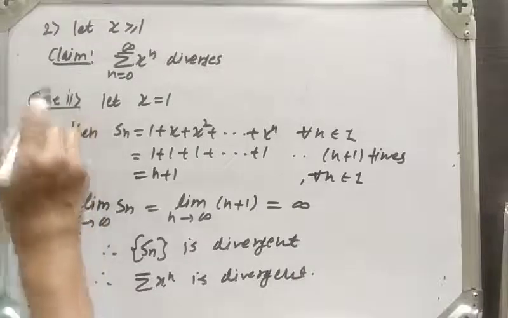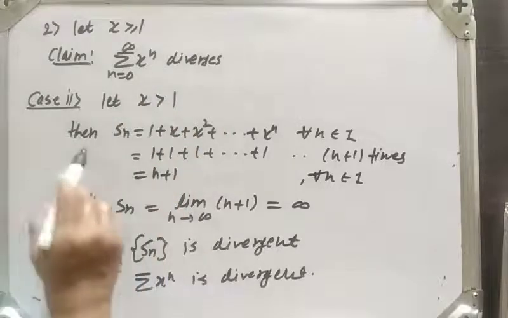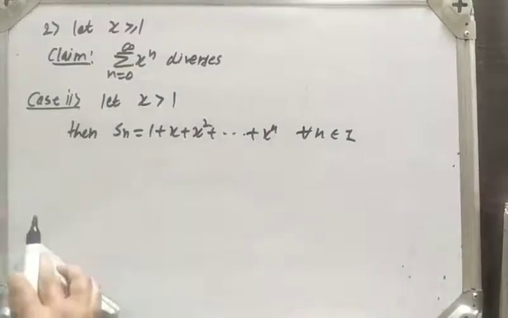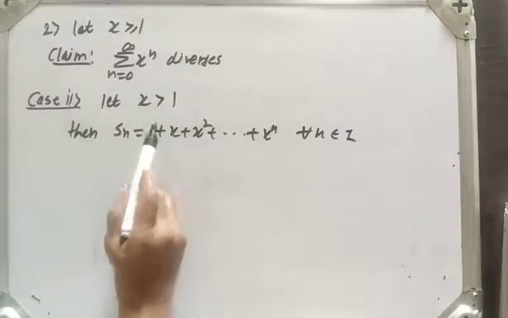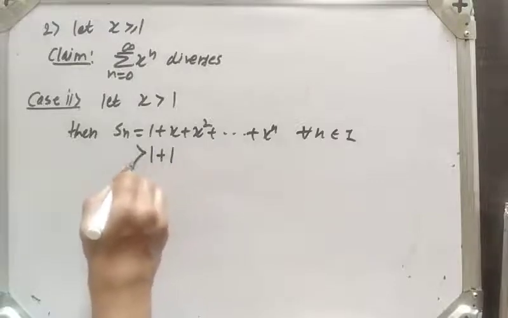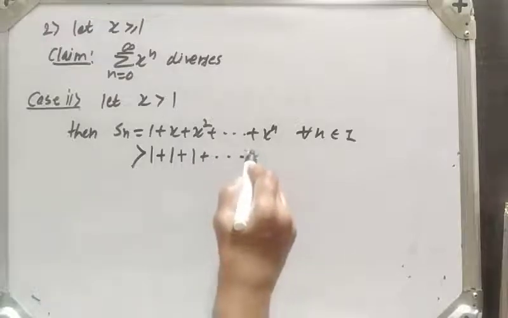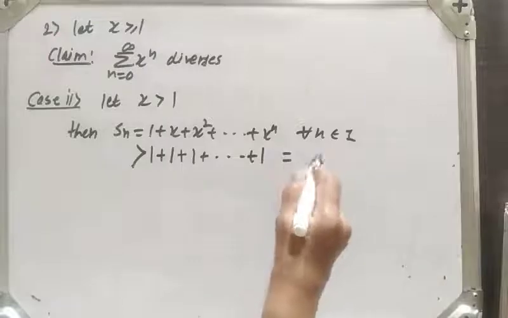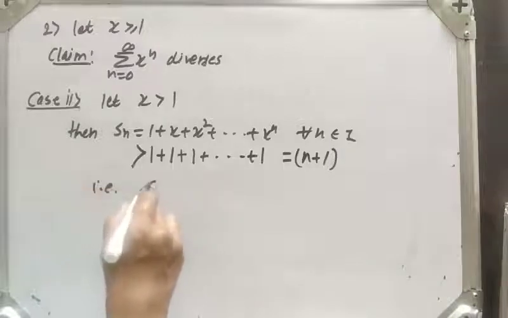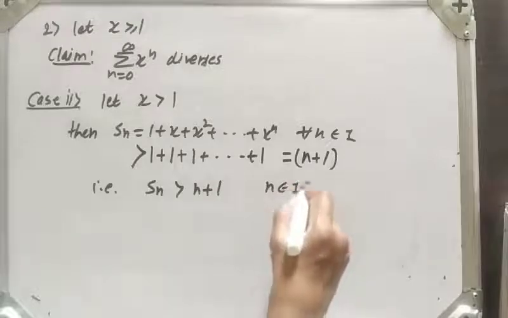Now another case, case 2: let x be greater than 1. In that case Sn is the same. Now x is greater than 1, so x square will be greater than 1 square, and so on, plus dot dot dot plus 1. And this addition is n plus 1. That is what we get: Sn is greater than n plus 1, where n belongs to I.